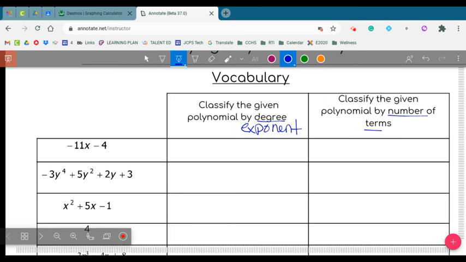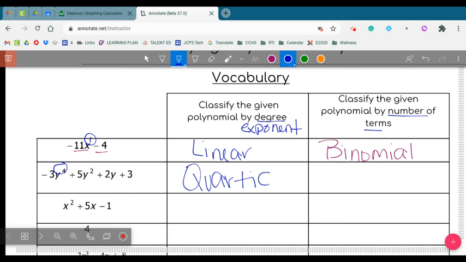So first one, we have 11x minus 4. So there's no 1 on this x. So this is linear. And then there are 2 terms. This is a binomial. Next one, your biggest exponent is 4, so it is quartic. And you have 1, 2, 3, 4 terms, so this is a polynomial.